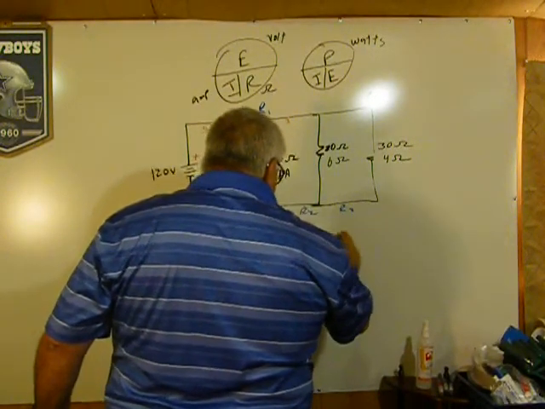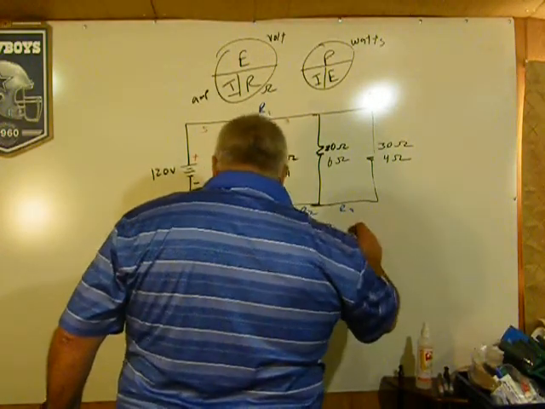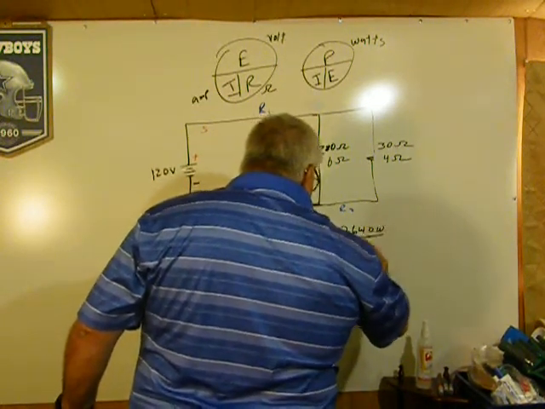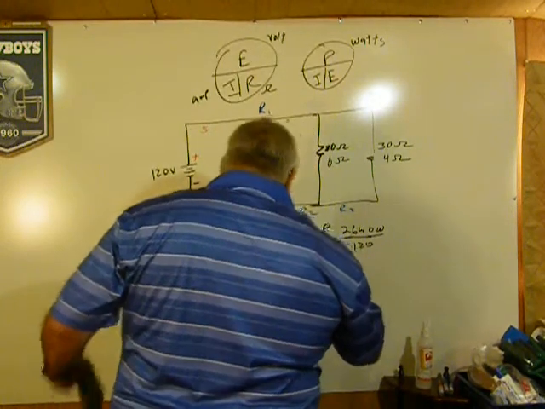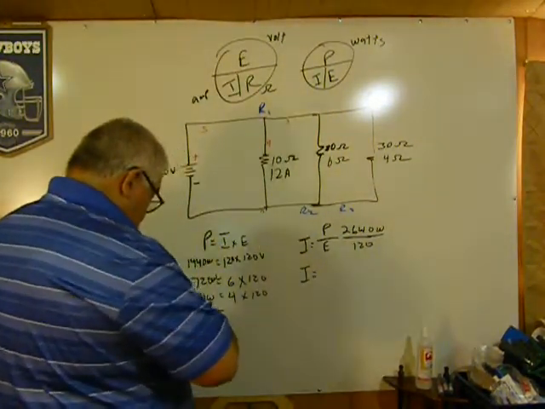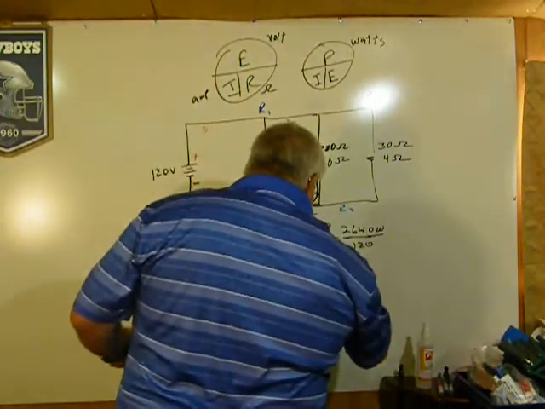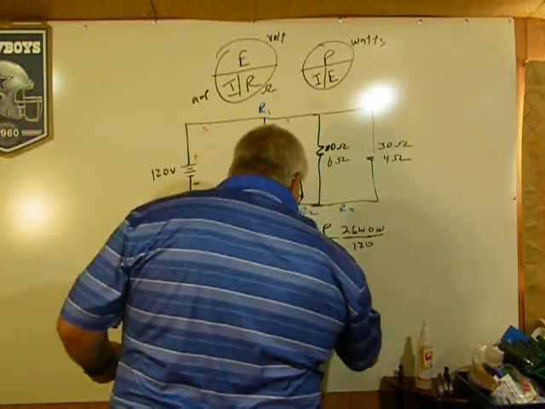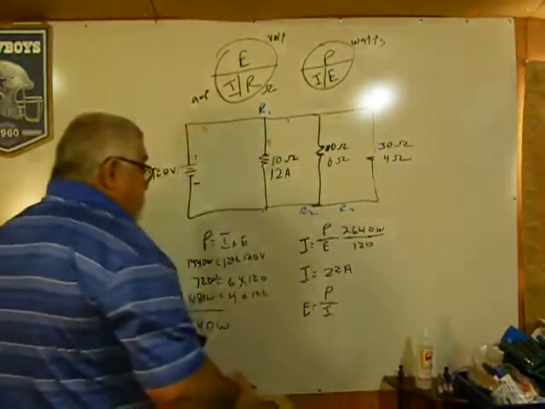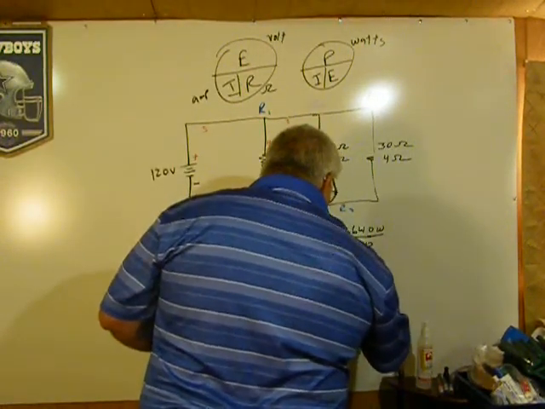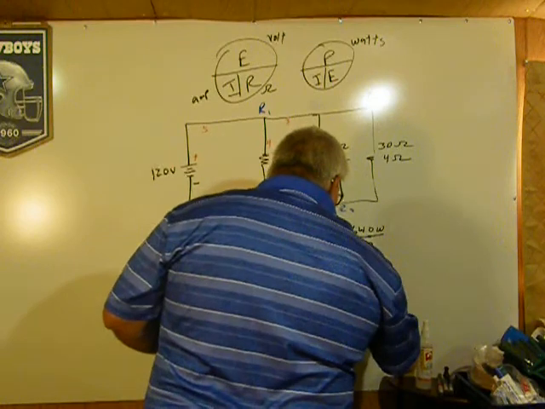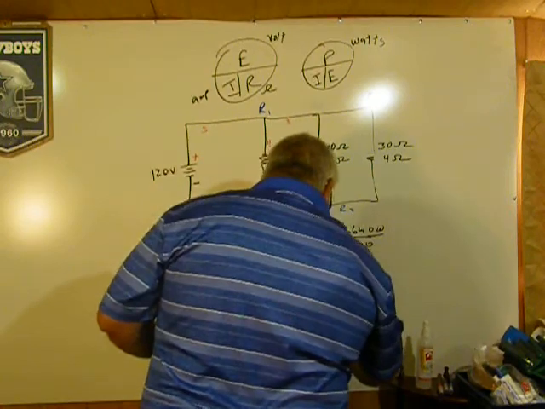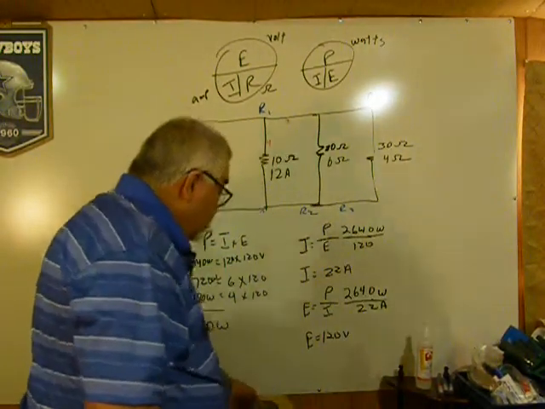I equals P divided by E. So 2,640 watts divided by 120 equals 22. Or E equals P divided by I: 2,640 watts divided by 22, E equals 120 volts. So we checked everything.